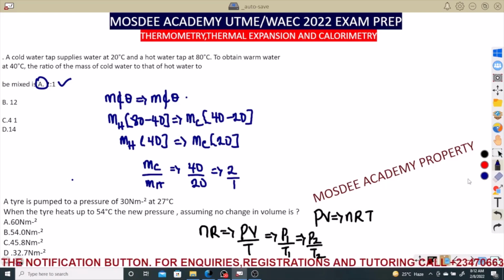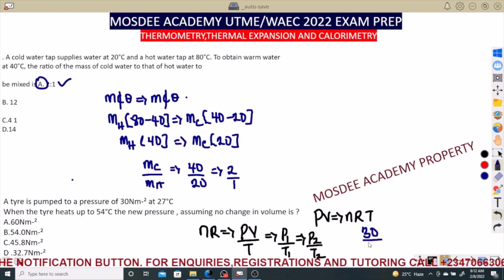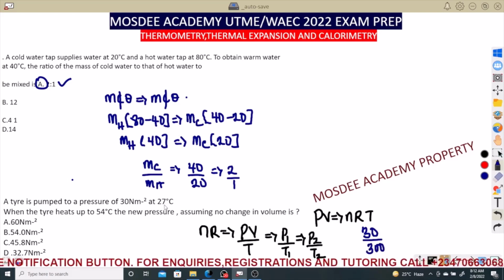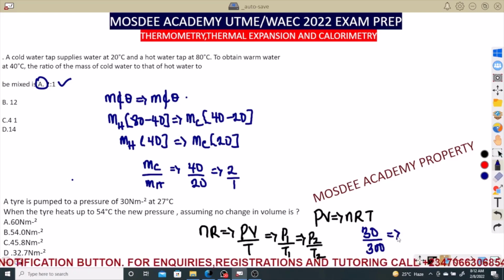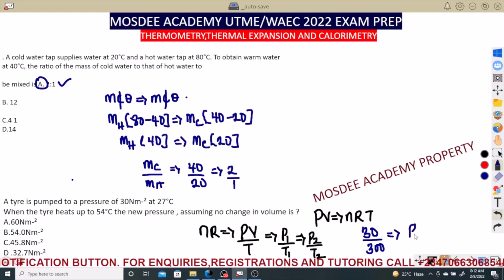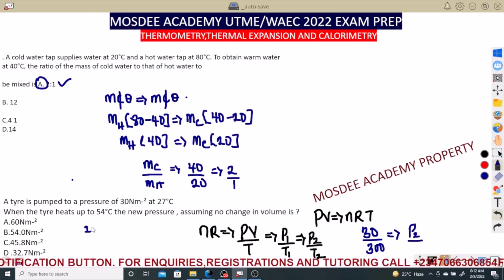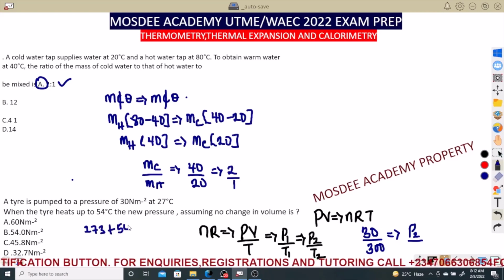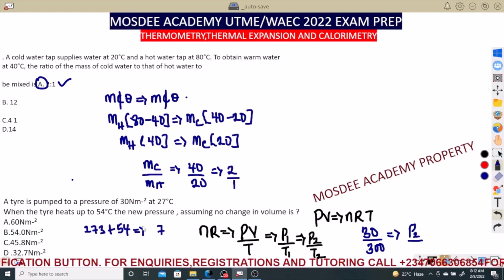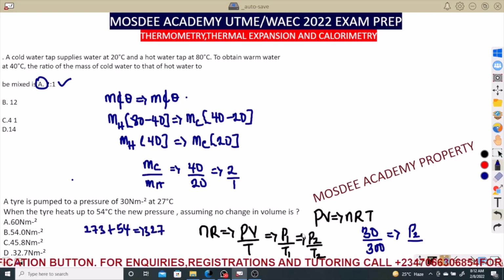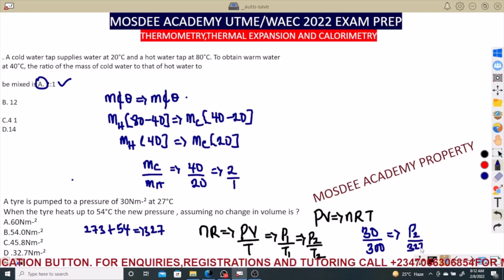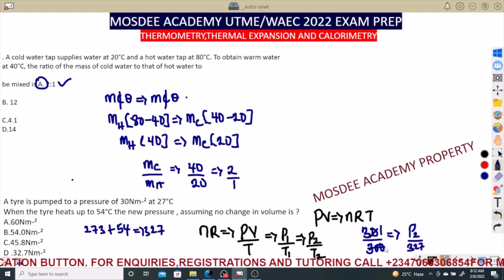So just substitute values, the first pressure is 30 over the first temperature which is 300. How did I come about 300? You guys know. I added 273, I converted to thermodynamic scale, is equal to the new pressure P2 over 273 plus 54. I just want you to see the process so that it won't be as if I'm doing stuff that you did not know. 7 plus 5 is 12. This is 327. So I think year 1, year 10, we don't need to waste time.